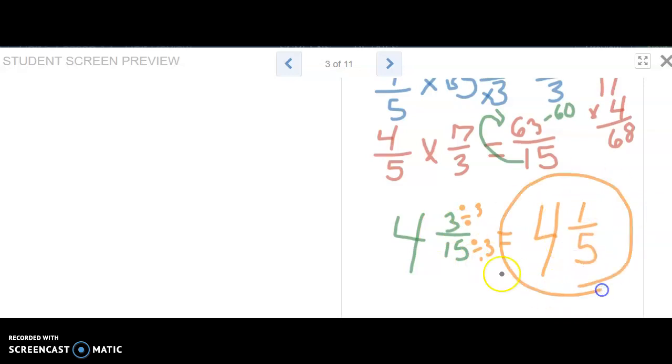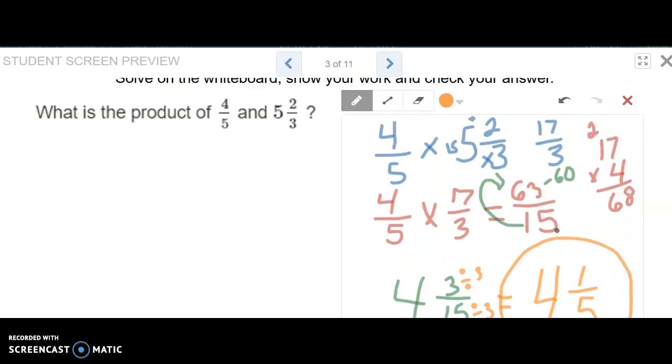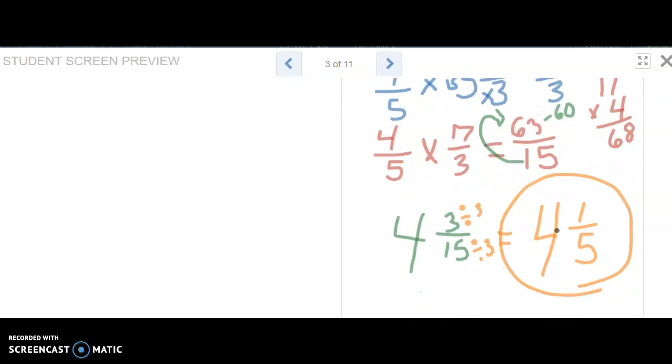There we have it. If this is not what you got, make the changes you need to make on your whiteboard. And do you understand why you made those changes? If not, seek me out and ask me for help.